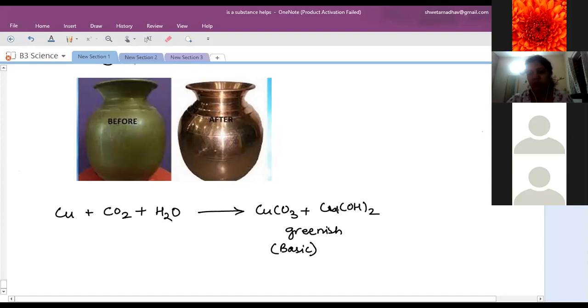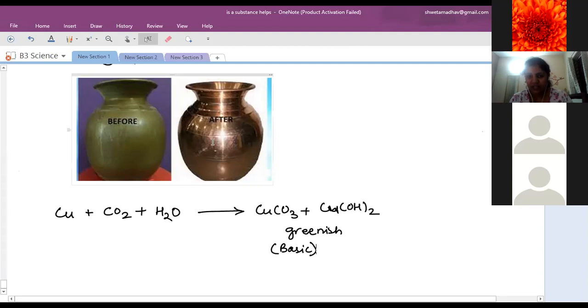The nature of these compounds is basic, and therefore we use citric, lemon, or tamarind to clean it. So these vessels can be cleaned easily with tamarind or lemon juice, and then it will regain back its color. But although it is regained back, actually what happened is the mass is reduced, because the layer which is formed, copper carbonate and copper hydroxide, that layer gets removed from the surface.